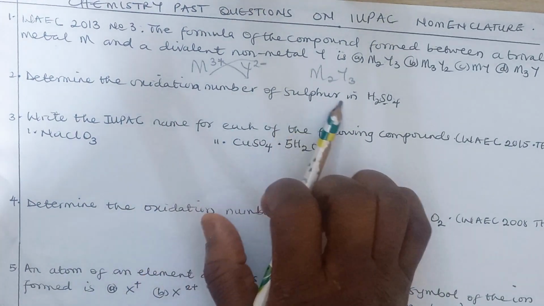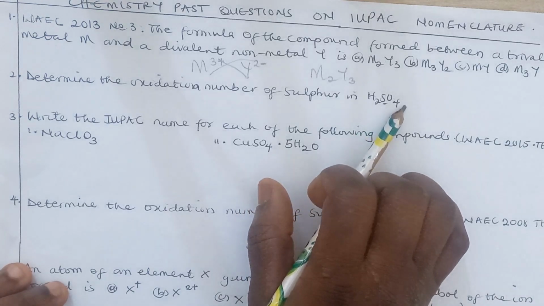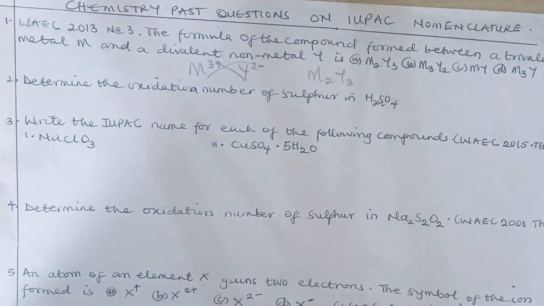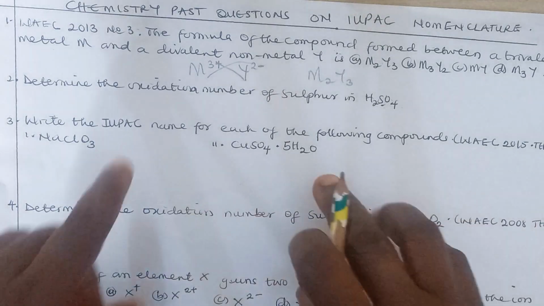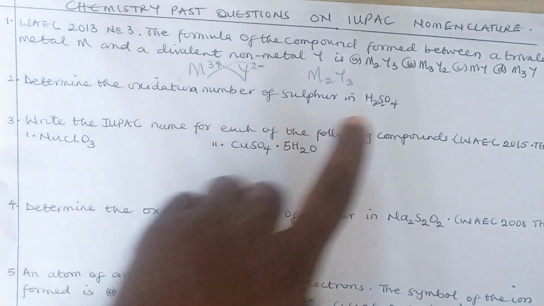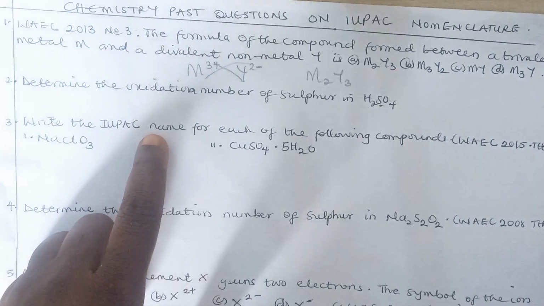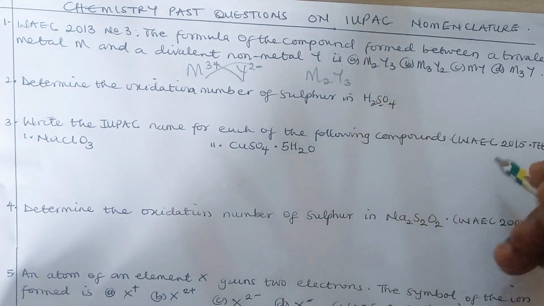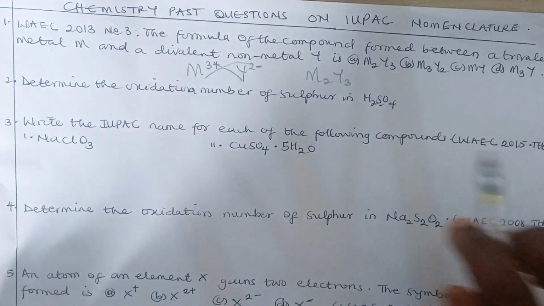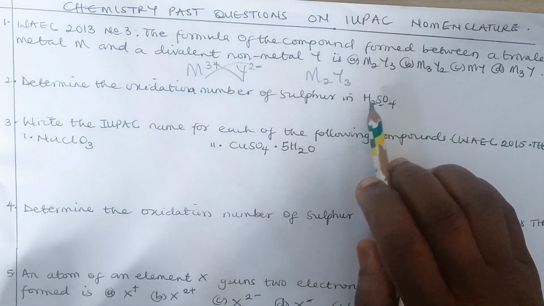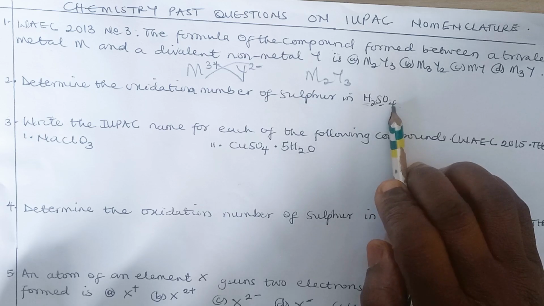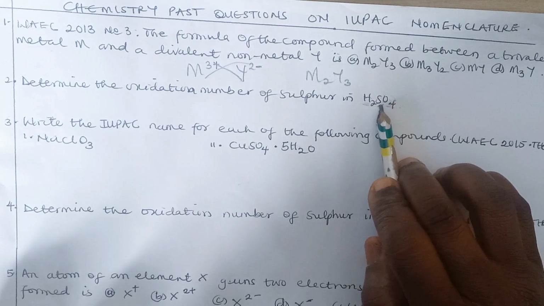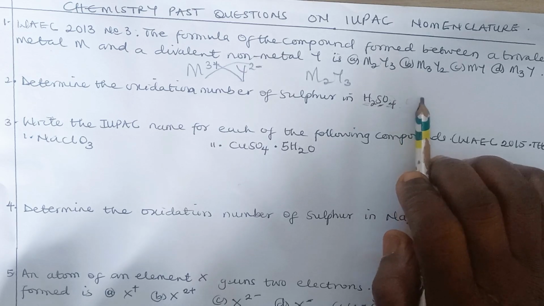Determine the oxidation number of sulfur in H2SO4. That's another question here. Now, normally when you want to name a compound, I'm going to use this question to illustrate the way of naming compounds using IUPAC nomenclature. What we do is that we get the oxidation number of the central element first. Locate the central element. When you get the oxidation number of that central element, then use it to name the compound. How? We start with the first element, then we go back to the last element, then the central element will be named last with the oxidation number written in Roman figures.